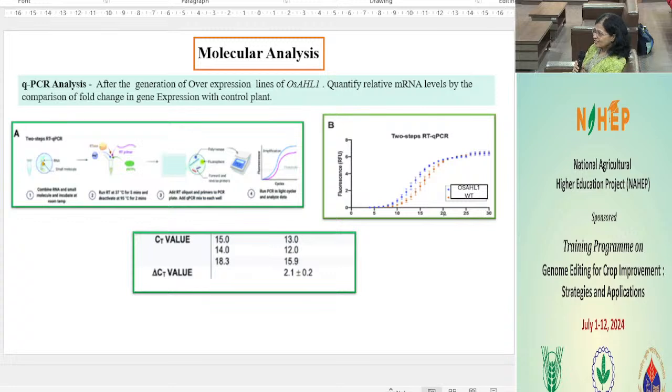Disconnection? What is the disconnection? You are seeing the expression. Whose expression were you checking? Go back to the previous slide.